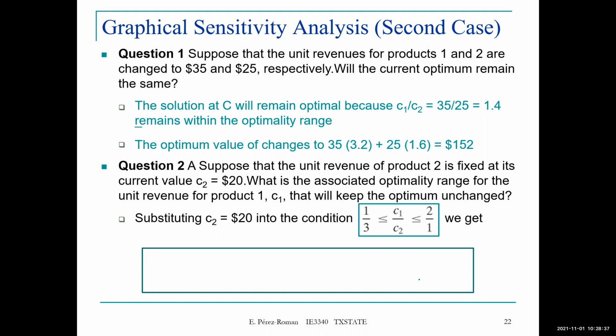Suppose that the unit revenue of product 2 is fixed. Yes, go ahead. So if we change the revenue of product 1, not to 35, but let's say to 55, it will be outside the range. Yes, it will be outside the feasibility range.